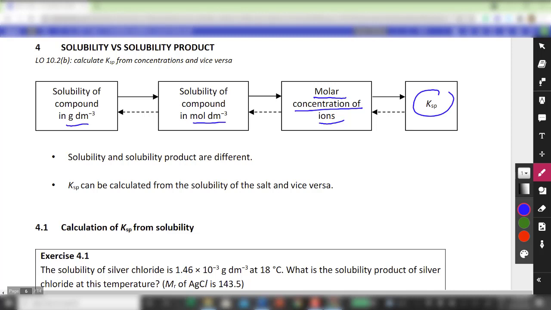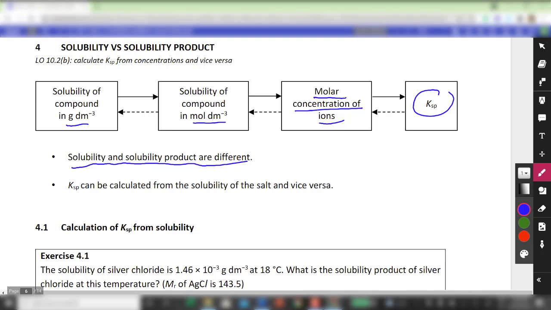Then from Ksp, you can find out the molar concentration of the ions as well. After that, you can work backwards to find out the solubility of the compounds in moles per dm cube and grams per dm cube. But do take note that they are different things. Solubility and solubility products are actually different concepts. They're not the same thing. Solubility product is fixed. It's a fixed equilibrium constant at a fixed temperature.